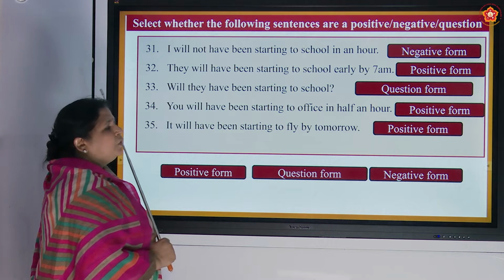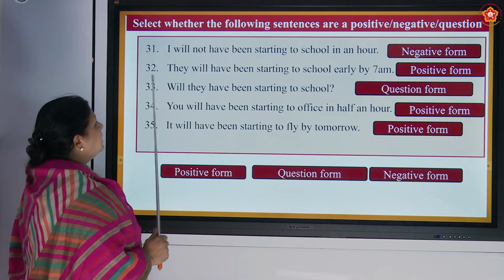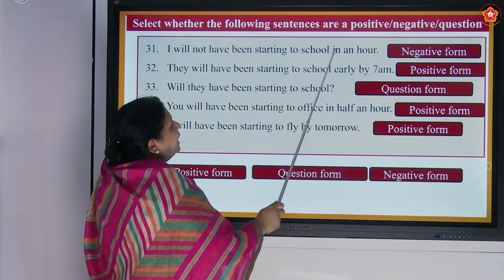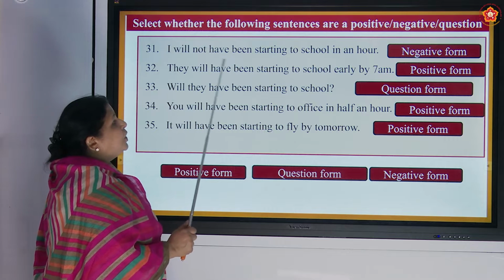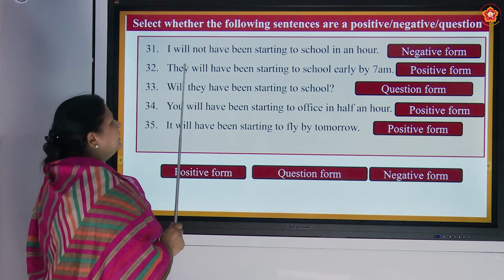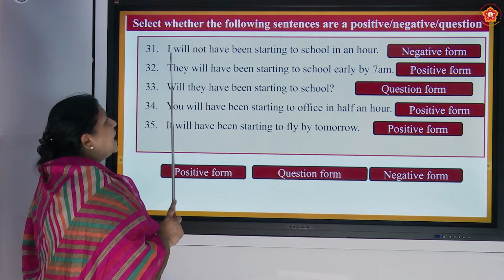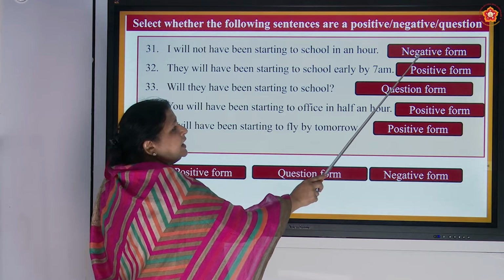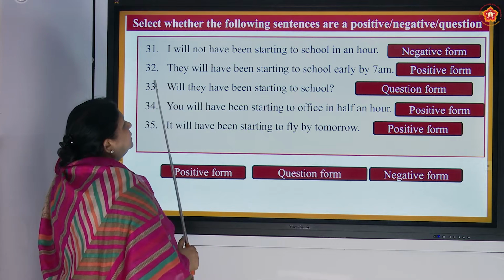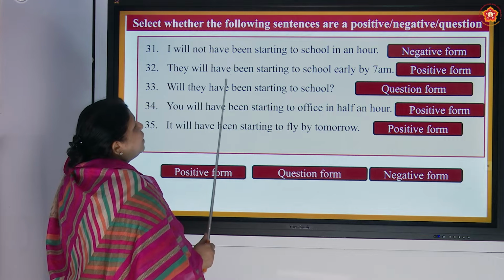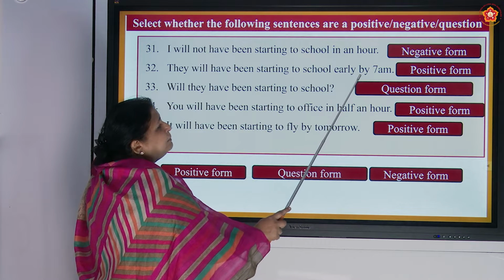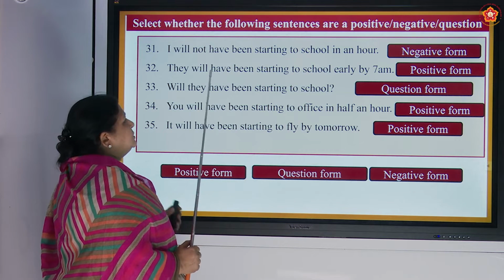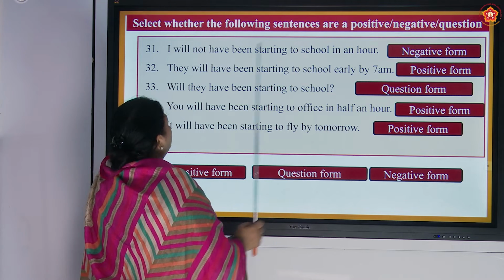Now, how many of you have got full correct? Very good. Let us see. I'll repeat again. I will not have been starting to school in an hour. So, here which word is telling that it is negative? Correct. Not. Okay. So, I will not have been starting to school in an hour. It shows that it is a negative form. Okay. Then, they will have been starting to school early by 7 a.m. Okay. So, they are going to start. So, it is perfect. So, it is a positive form of the sentence.